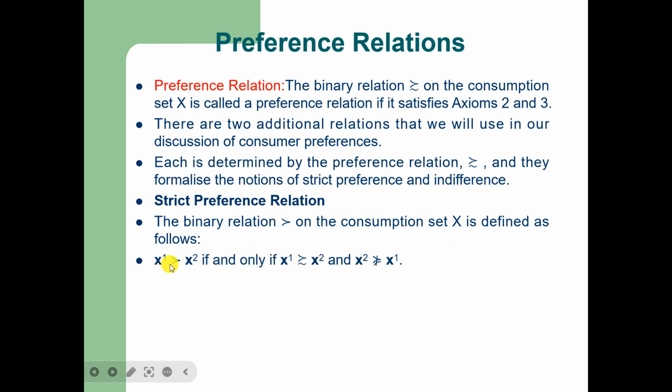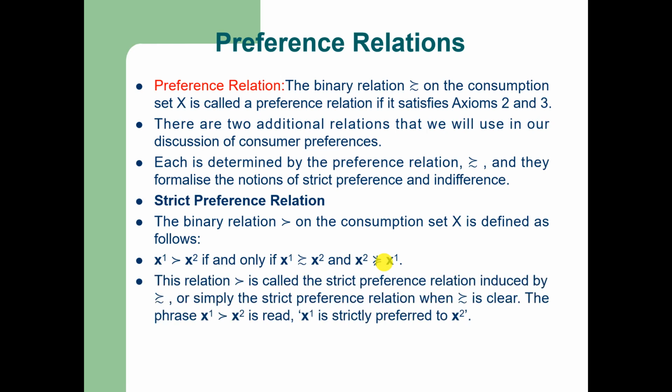Bundle X1 is strictly preferred to bundle X2 if and only if X1 is at least as good as X2 and X2 is not at least as good as X1. This relation is called the strict preference relation induced by at least as good, or simply the strict preference relation when the at least as good relation is clear. The phrase X1 is preferred to X2 is read X1 is strictly preferred to X2.